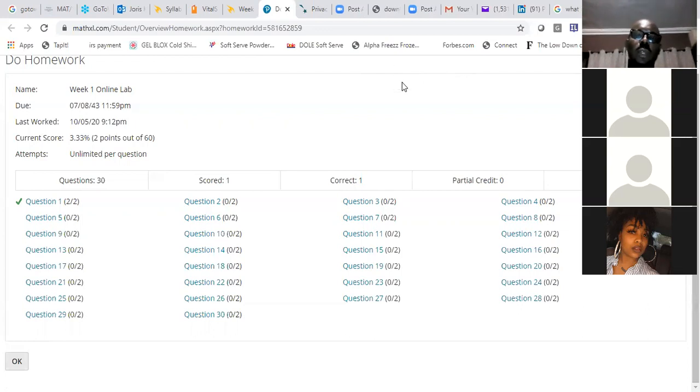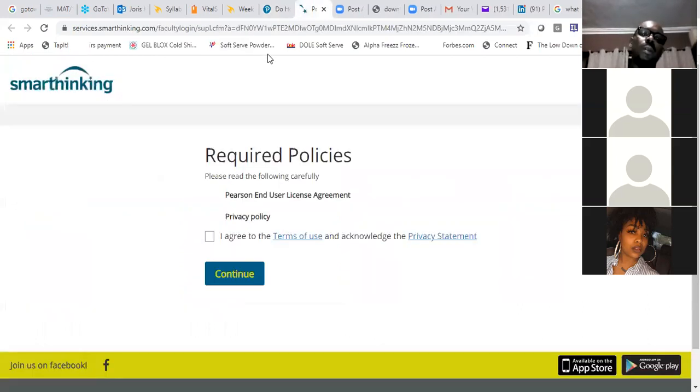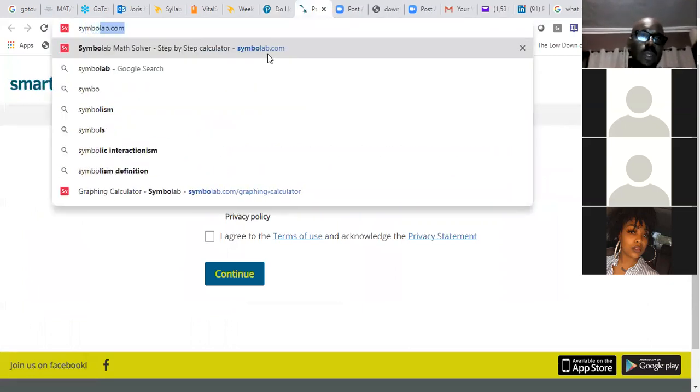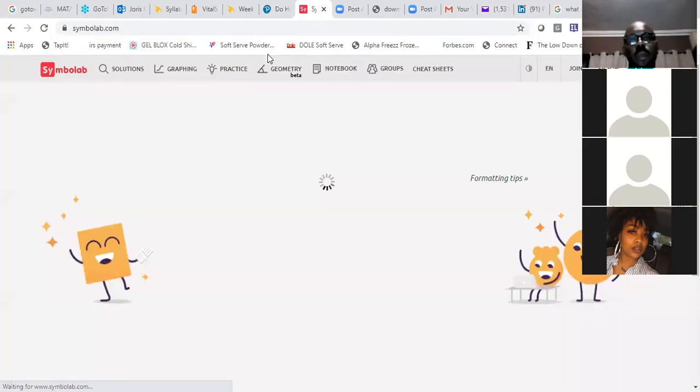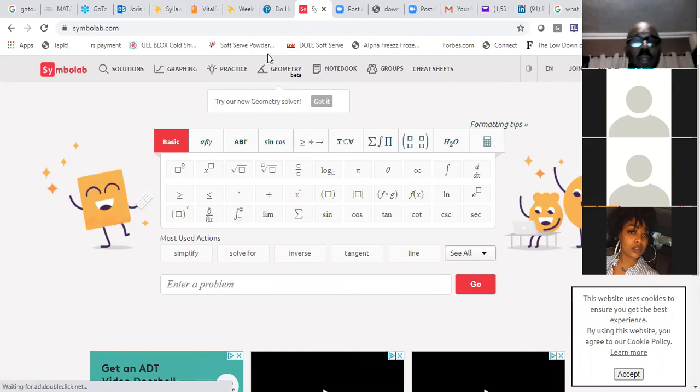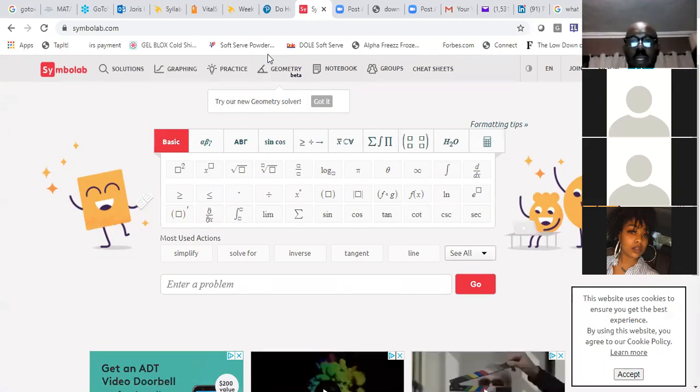And I don't want you to rely on it, but as we keep going, you're probably going to have to call on this website every now and then. It's called symbolab.com. And what it does is, well, it's like a super calculator. So it does everything, right? Well, not everything, but it does a lot of things.